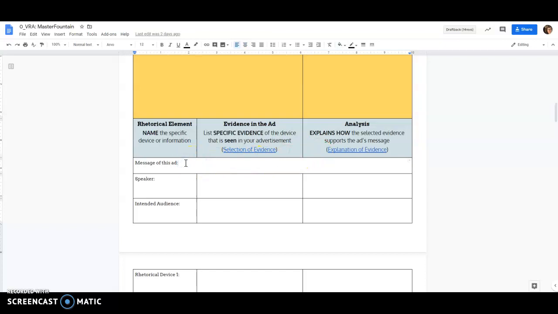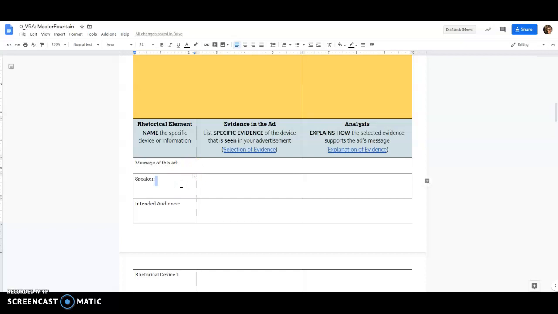The message of this ad, you can include what your ad specifically says or its intended message. What is the message of this specific ad? This should not be word for word the same as your theme. Your theme is your overall big main message that all of your ads are communicating. So what is the smaller kind of subclaim that you're creating in this advertisement here?